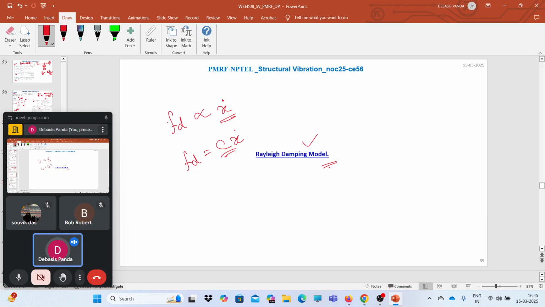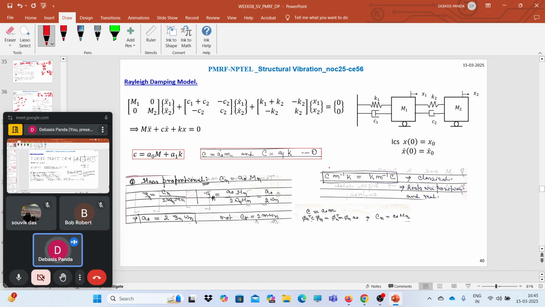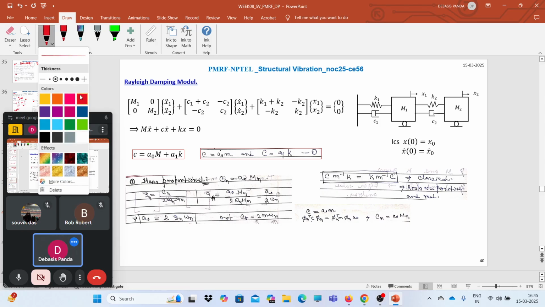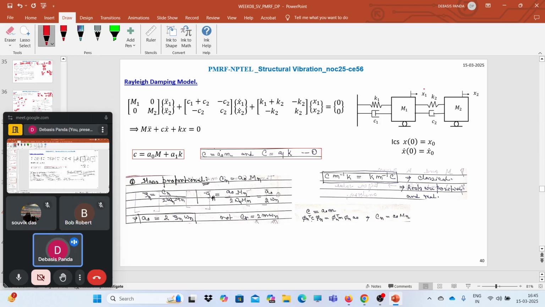So first, let's see the Rayleigh damping model. What does that Rayleigh damping model say? Here we have considered this two-degree-of-freedom spring-mass system again. The first degree of freedom is x1, the second is x2. The corresponding masses are m1 and m2. The initial condition is that the system starts from absolute rest.